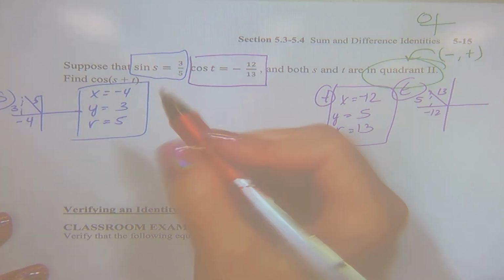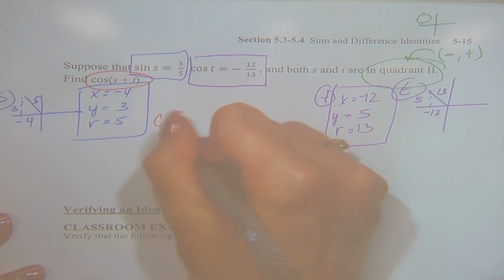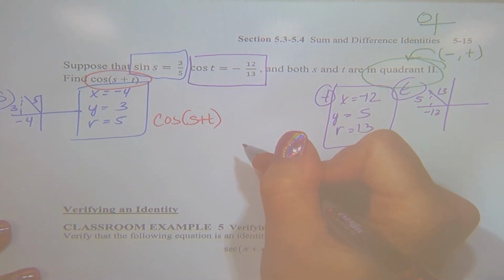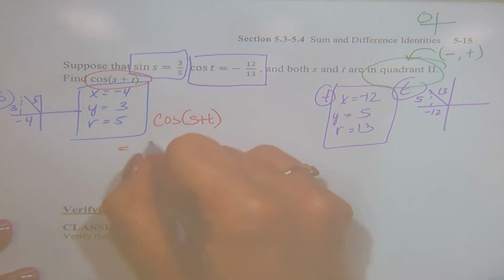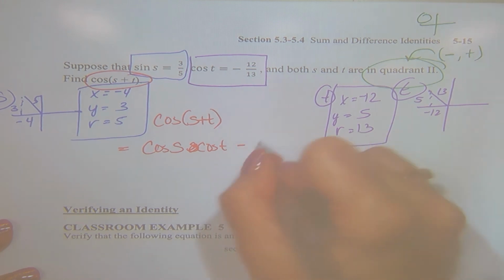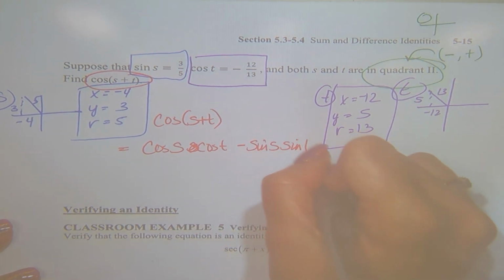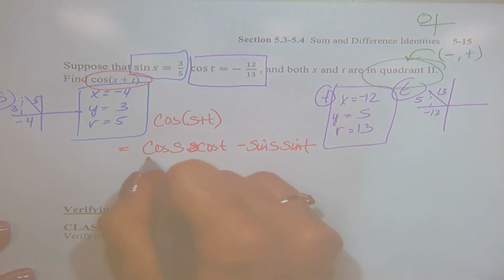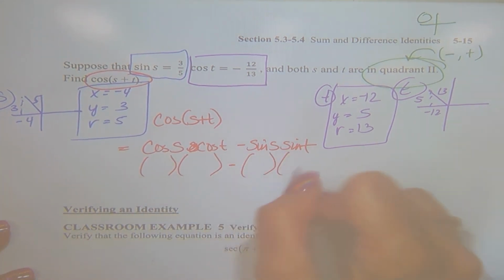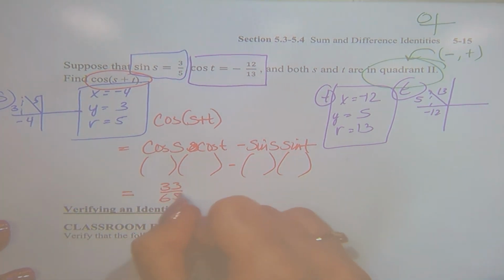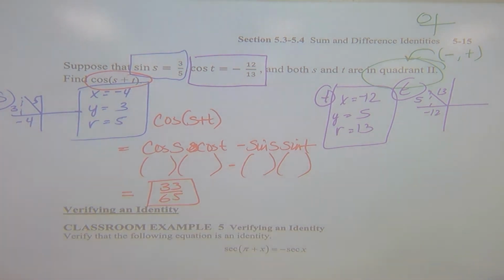What I'm asked to determine is cosine of S plus T. Now we don't know what the angle is, but we can use our cosine sum identity. That means I use cosine s, cosine T minus sine s sine T. I'm going to fill in those values. And what you should get is 33/65. I am not going to fill in the blanks. I've given you all the bones. You need to be able to do that arithmetic.